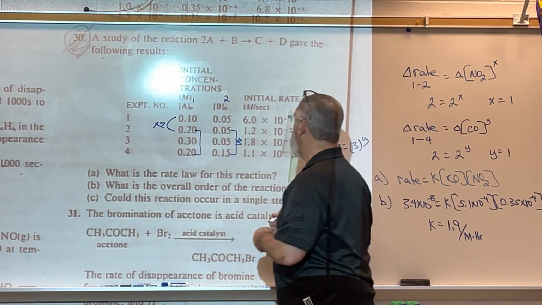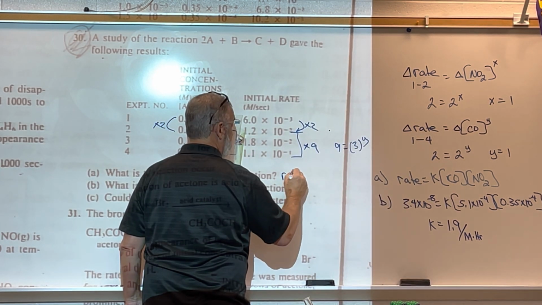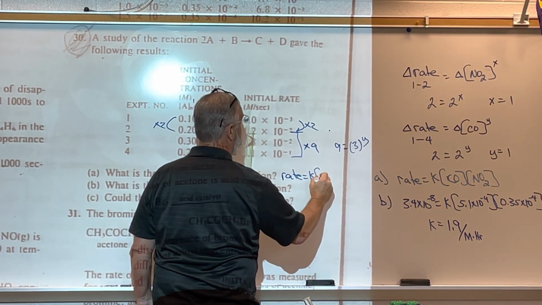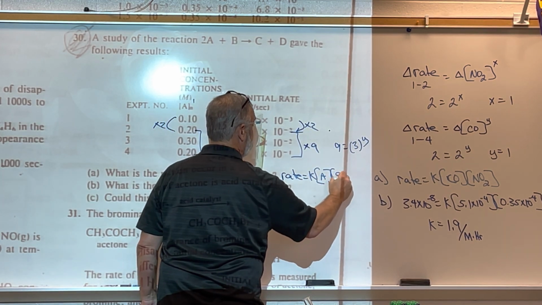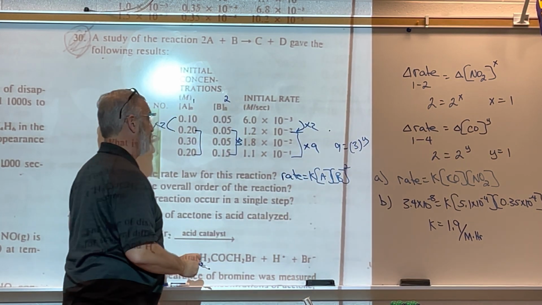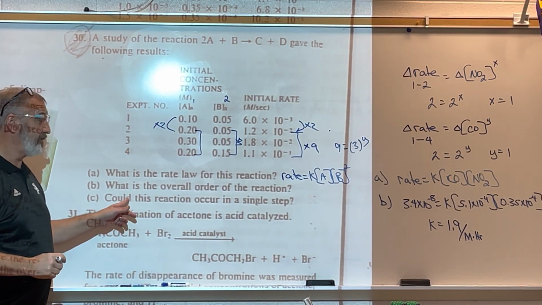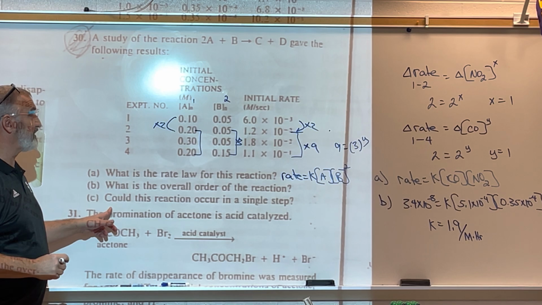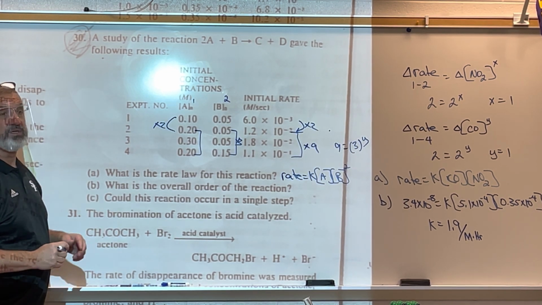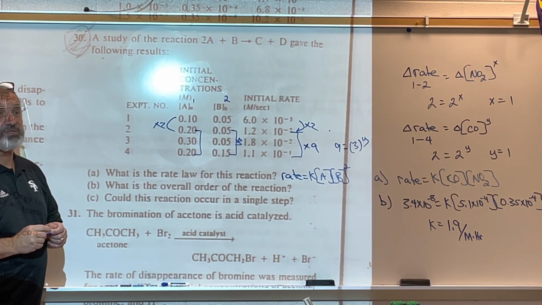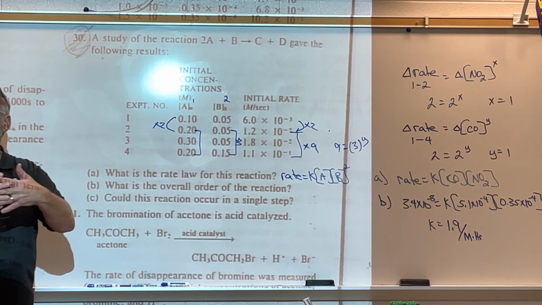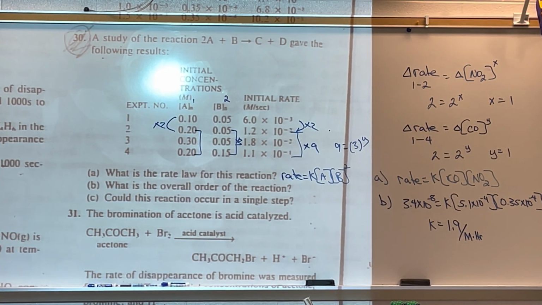So what is the rate law? Rate is equal to k times A times B squared. What is the overall order then going to be? Third order. And could this reaction occur in a single step? Probably not, because three things having to combine together, all in the proper orientation, is very rare and very hard. So it's probably going to be a multi-step, and we'll talk about how to do that.